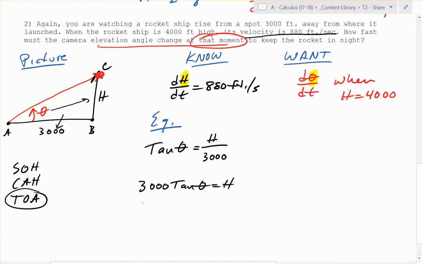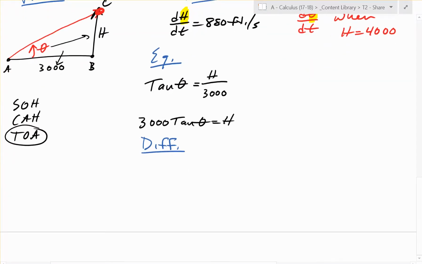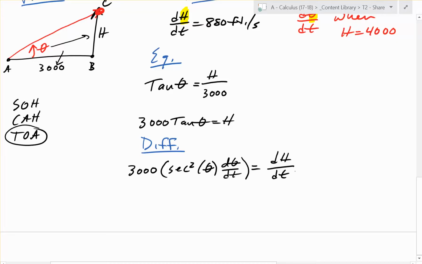So we have our equation, but now we need to differentiate. How do we do that? Well, we're differentiating with respect to t. Both of these are with respect to time. The 3,000 is just along for the ride. The derivative of tangent is secant squared. So it's secant squared theta, but because it's in terms of t, it's going to be d theta/dt on the outside. And over here, it's going to turn into dh/dt.